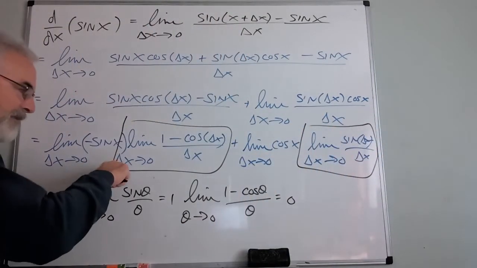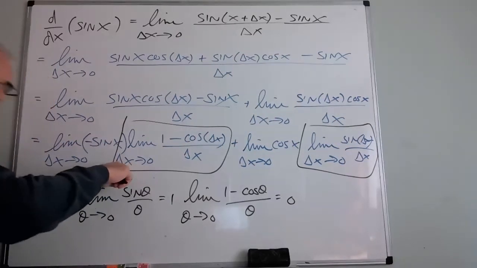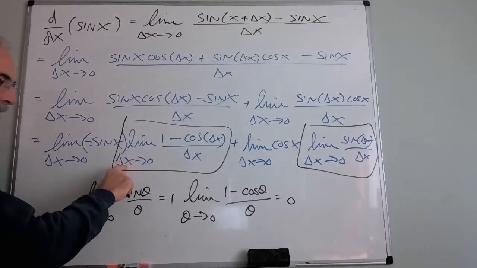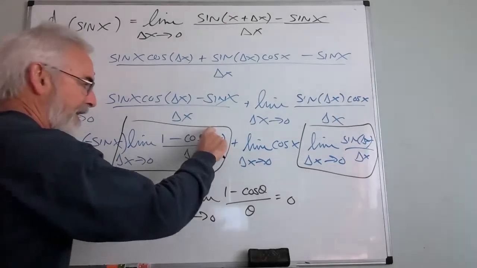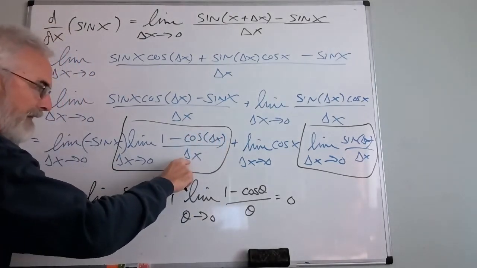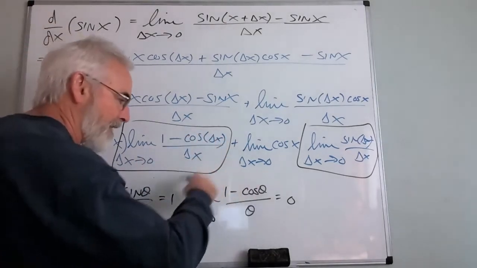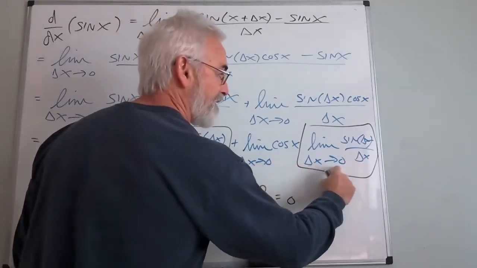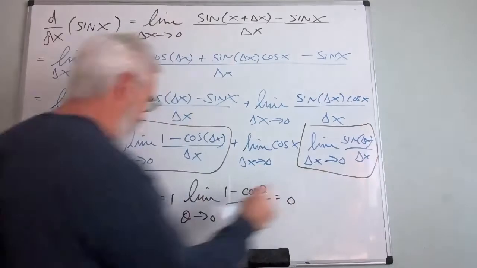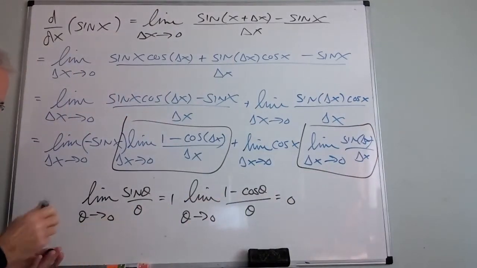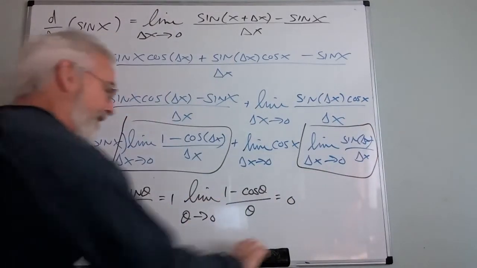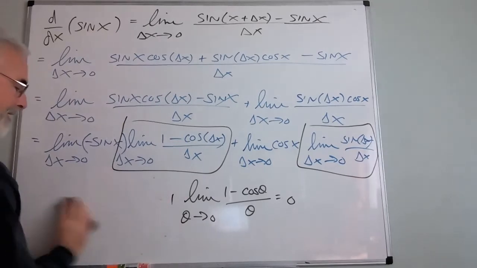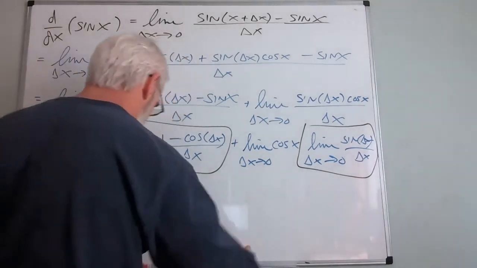You see, in this statement here, what's my theta? My theta is delta x. Delta x goes to 0, cos delta x over delta x. That's my theta. That's exactly that statement right there. And then over here, theta goes to 0, sine theta over theta. So I can easily now evaluate this entire thing. This is beautiful. You're going to like this.